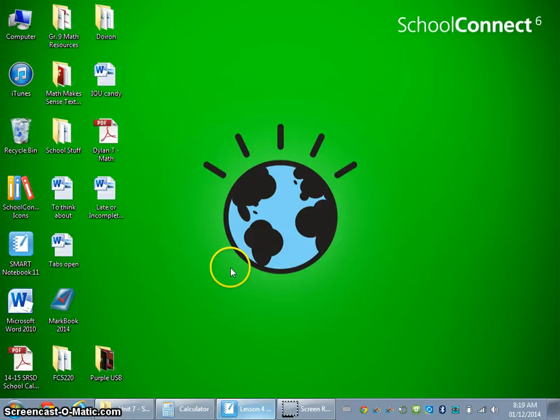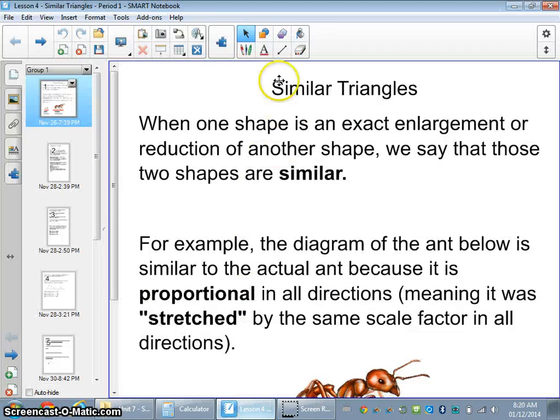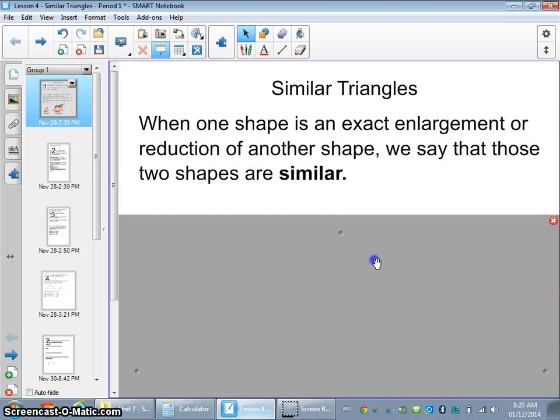Alright, we're here with another math video. We're carrying on with our similar shapes. So yeah, today we're going to talk about similar triangles. We've talked about things that are like this before.